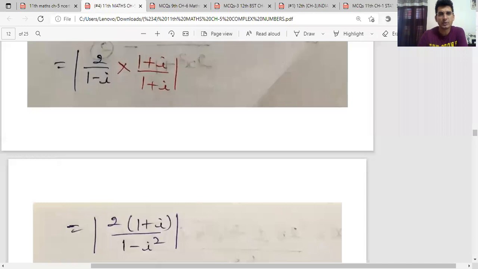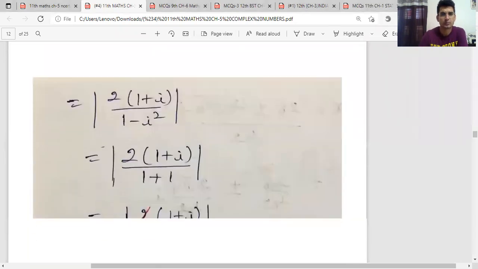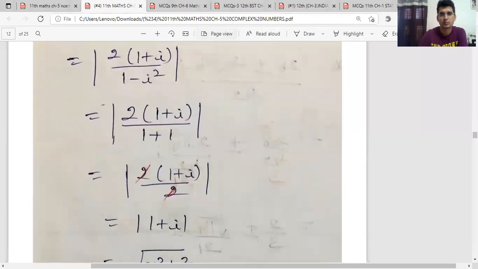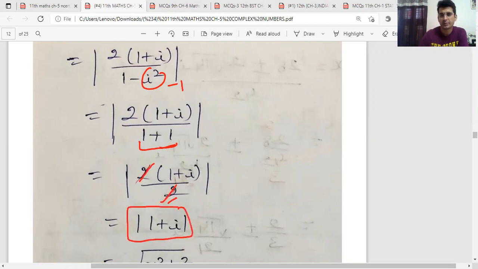Finally, what we will have: 2 into 1 plus iota upon 1 minus iota into 1 plus iota, that is a square minus b square. Two into 1 plus iota upon 1 minus iota square. Value of iota square is minus 1. So minus minus, that is plus 1. We are left with 2 within bracket 1 plus iota upon 1 plus 1, that is 2. 2 and 2 will be cancelled out. We are left with modulus 1 plus iota.